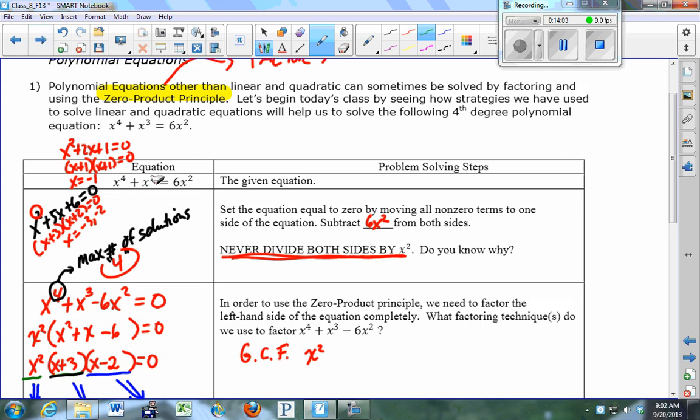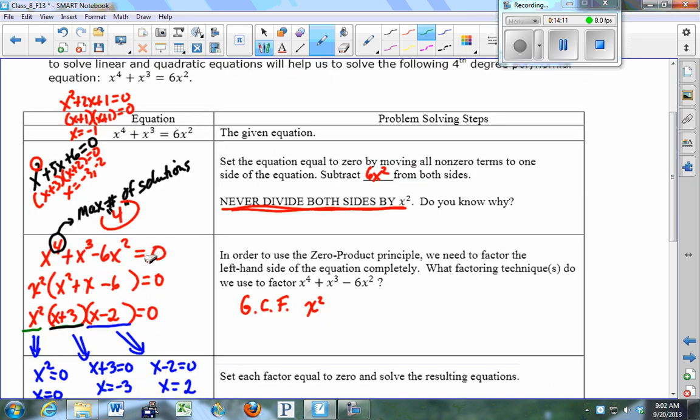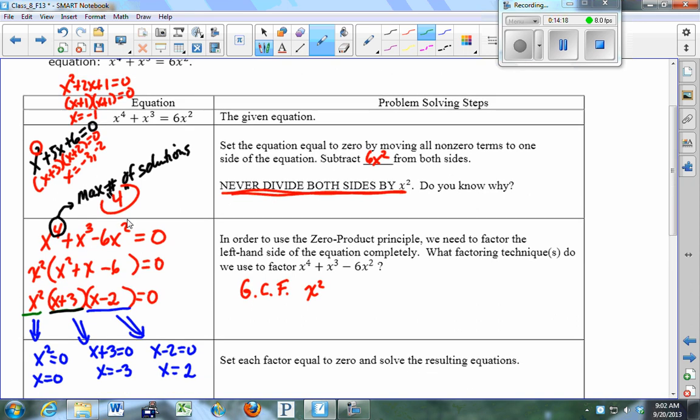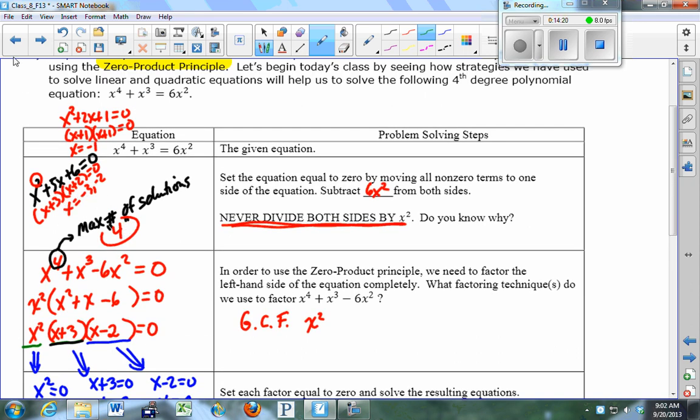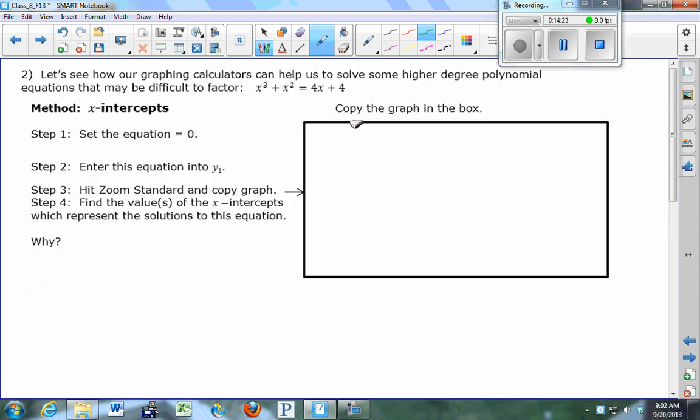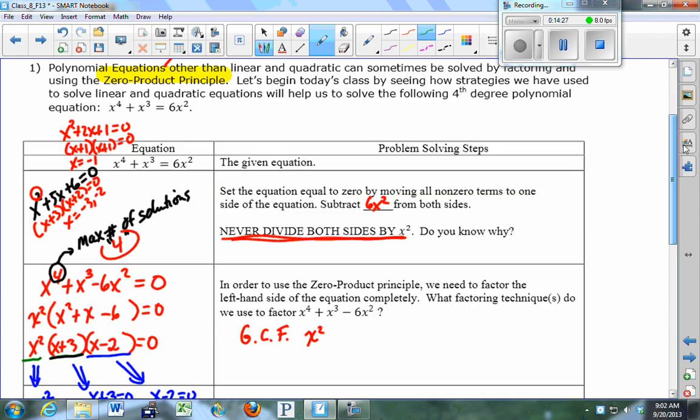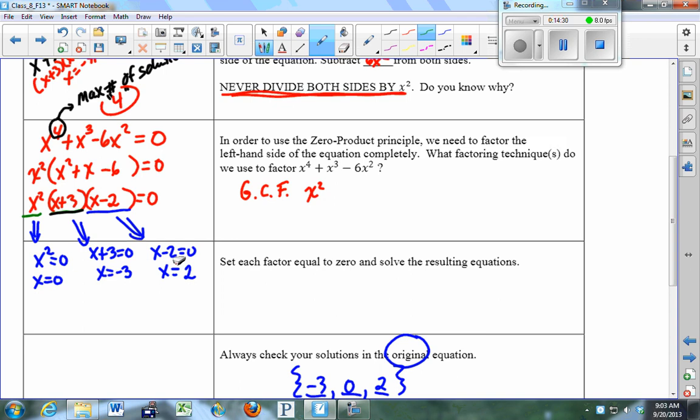Hopefully by the time you leave this class, you'll have a sense of what a graph would look like if we set this equation, x to the 4th plus x to the 3rd minus 6x squared, equals y, and we were to graph that. So let's take out our graphing calculators now and see what is the relationship between these three solutions, 0, -3, and 2. Where do those appear on our graph?